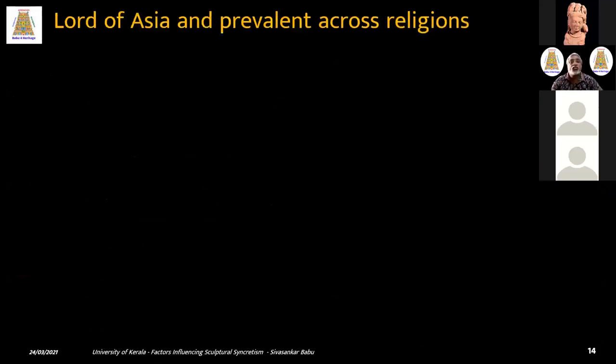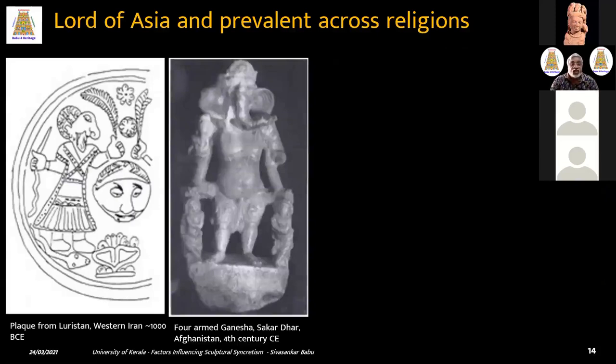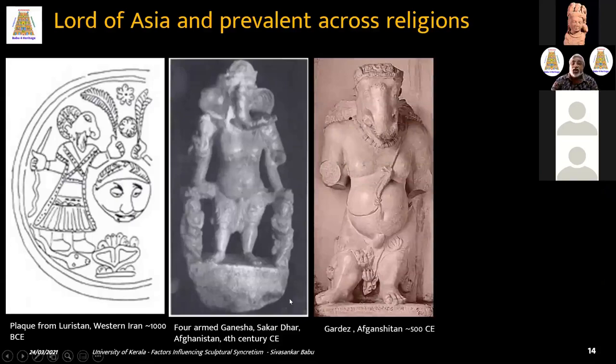If you look at Ganesha, he is the Lord of Asia, and he is across religions. We see him first in a block from Luristan, Western Asia. This may be Ganesha or a Ganesha-like form, but this kind of structure has been there for ages. Next, we see a four-armed Ganesha in Afghanistan in the 4th century. You see the form and the structure, standing.